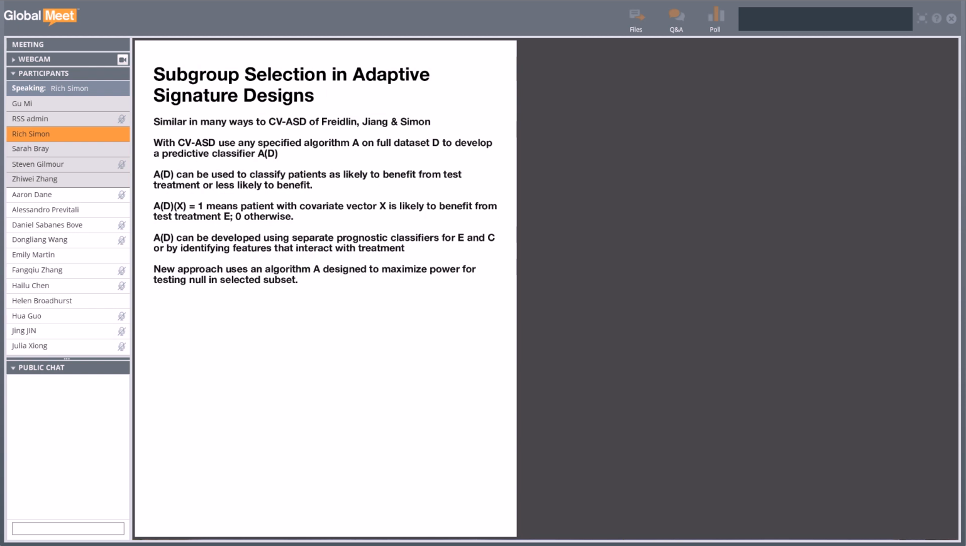And with the original cross-validated adaptive signature design, it essentially tried to develop that for any algorithm for developing a predictive classifier based on the data. The new approach is focused on a particular type of algorithm, one which identifies the subset of the data which will have the highest power for having a subset-specific treatment effect.